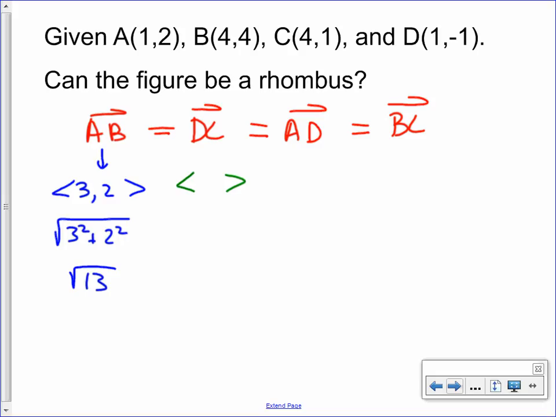Yeah, because we have to check for the length of the sides. DC: if you subtract, 4 minus 1 is 3, and then 1 minus negative 1 is 2. So yeah, those two are the same because they're parallel. So this would become the square root of 9 plus 4, which is 13 again, right?